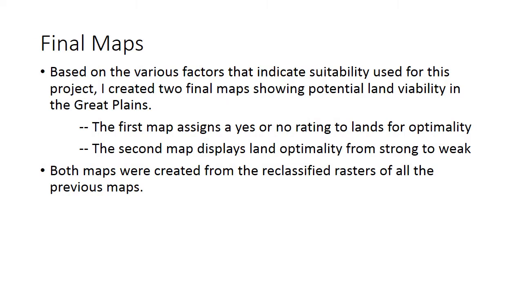Based on the various factors that indicate suitability used for this project, I created two final maps showing potential land viability in the Great Plains. Now, the first map just assigns a yes or no rating to lands for optimality, and the second map just displays land optimality from strongest to weakest. Both of these maps were created from the reclassified rasters of all the previous maps.